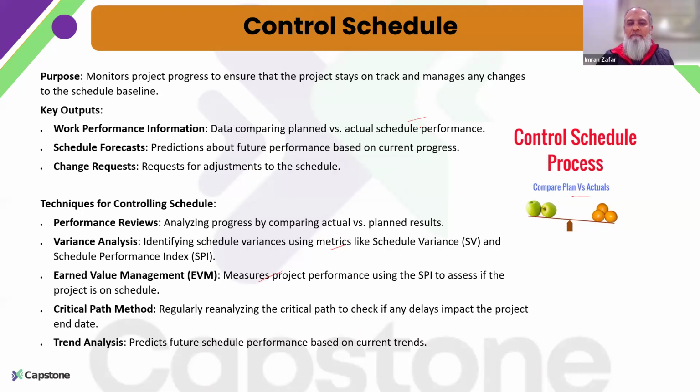We will have a lot of work performance information coming in through this control schedule. Based on the data that is coming, this plan versus actual data, it will help us in forecasting as well. If we keep on working like this, how will we end up? That will also tell us whether we are on track or lagging behind. This is what the control schedule process is all about.